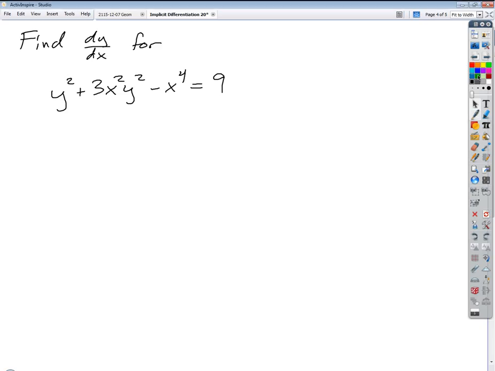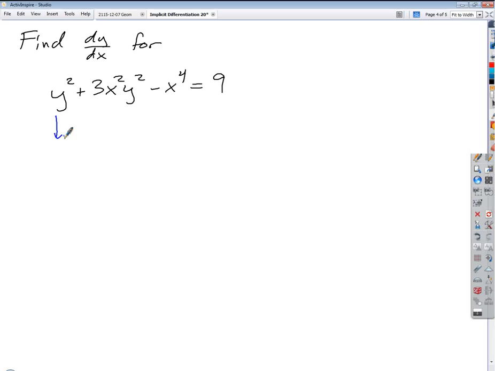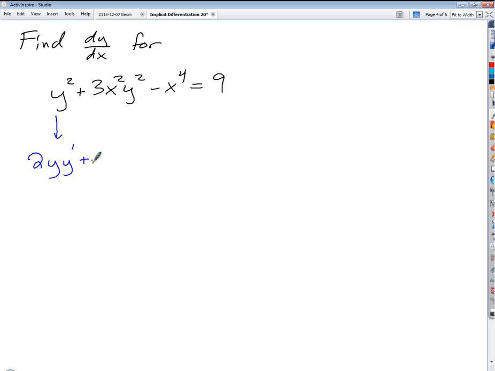So what do we get? What is the first term going to give us when we differentiate implicitly? 2y, y prime. Good. Okay, now this one's a little harder. What about this one? 6x 2y. With the brackets. Okay, good.